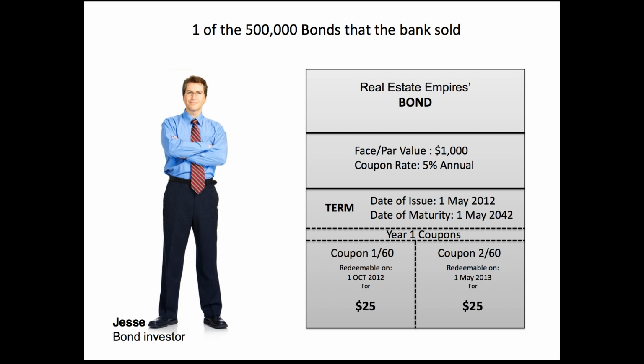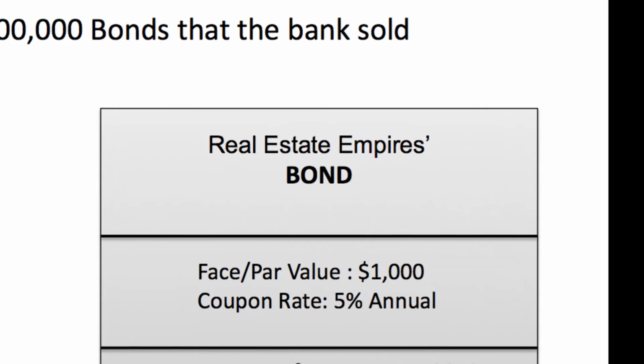And so as we look at the bond that Jesse's holding, we're going to start right at the top and work our way down. So at the top of the bond is simply the name of the real estate company that issued the bond. So this is the person who's responsible for ensuring that Jesse receives his coupon payments, and also whenever the bond matures, he's going to receive his $1,000.